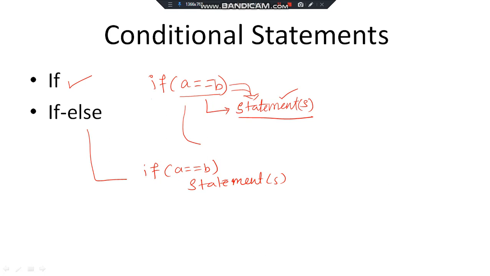And if the condition is not true, that is if A is equal to B is not true, in that case we will take the other decisions. If you want to take another set of decisions, we will write all of them in the else part.